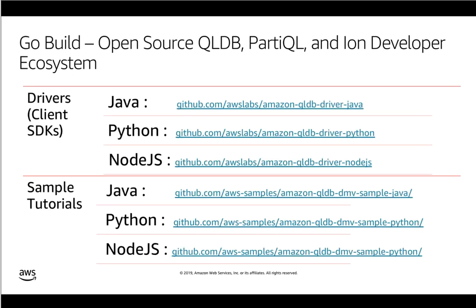Now that we have looked at the fundamental concepts of how to model data, how to construct a PartiQL query, and how to work with Ion documents, it is time now to go and build an application with QLDB. We have provided you with purpose-built drivers, which are essentially client SDKs, in the popular languages, presently available for Java, Python, and Node.js, which are available on GitHub. And we would encourage you to go and use these drivers to build your application.